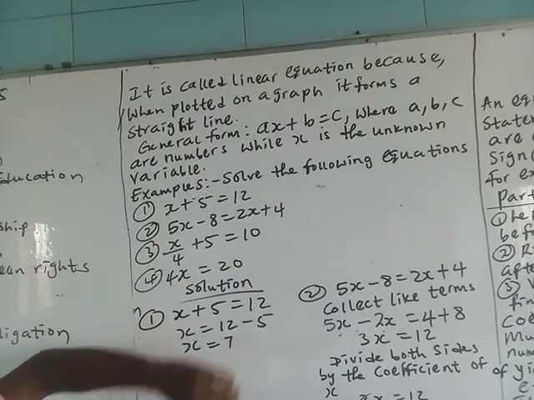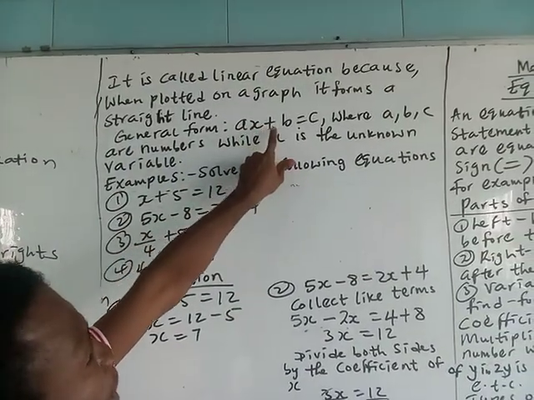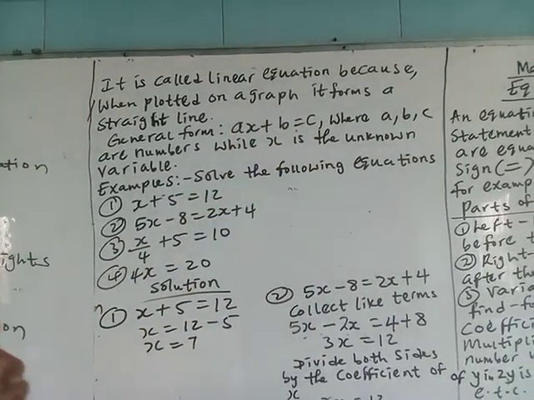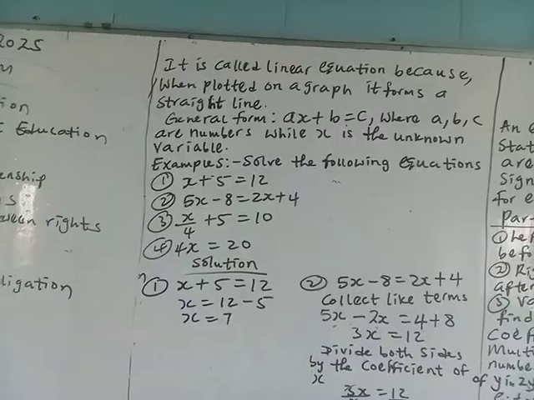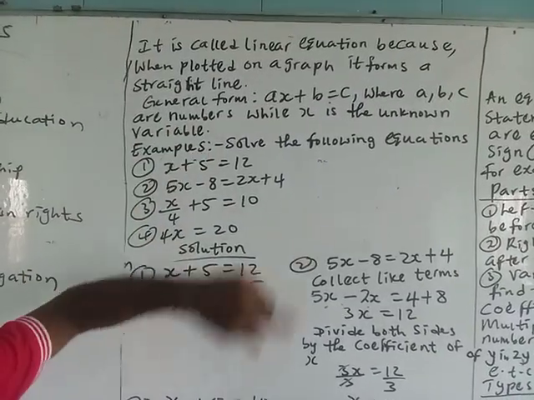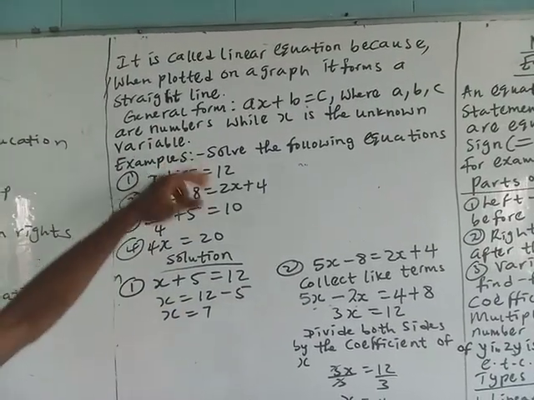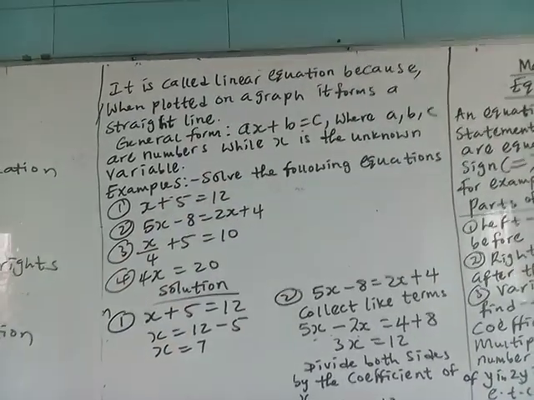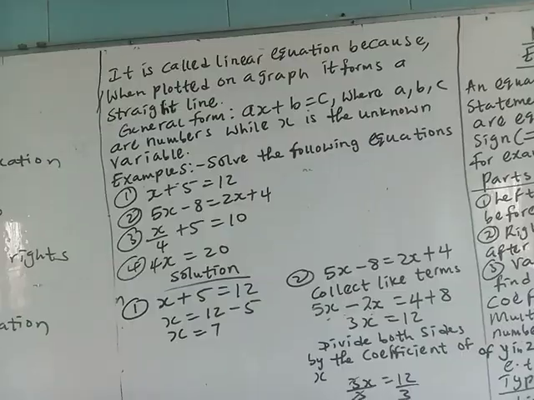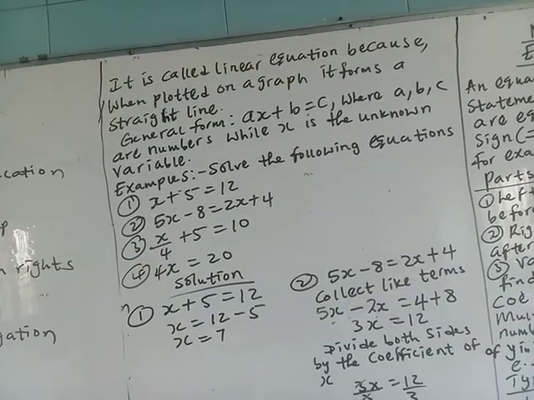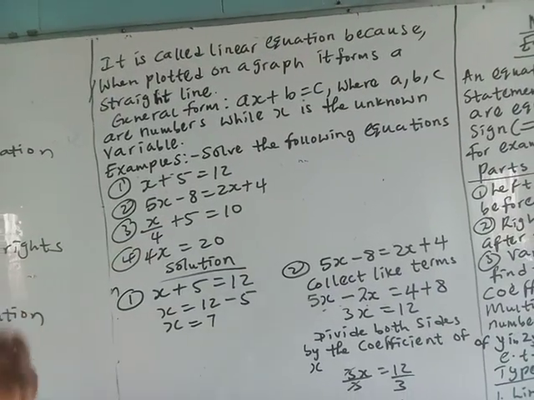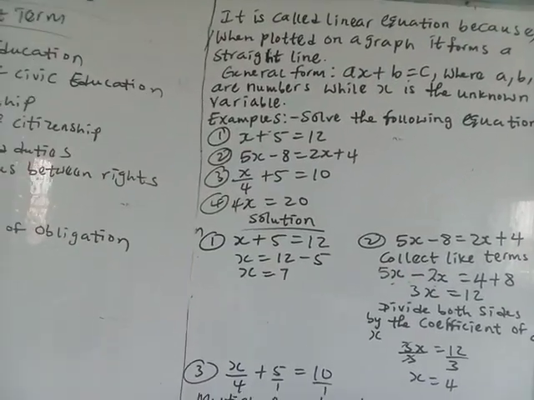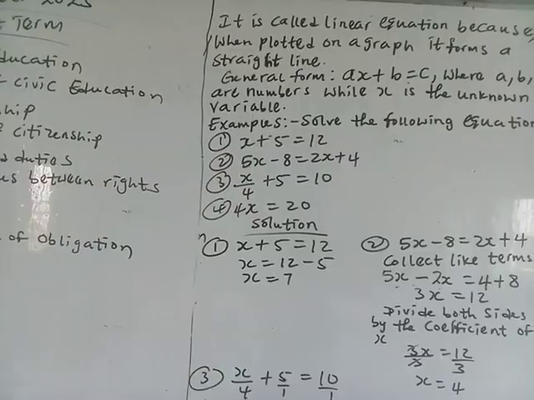The general form of a linear equation is ax plus b equals c. What do these a, b, c represent? The a, b, c represent numbers that will be used, while x is the unknown, which is called the variable. That's the unknown. Now I'm going to look at examples of how equations are solved. How to solve linear equations, like what we have here.